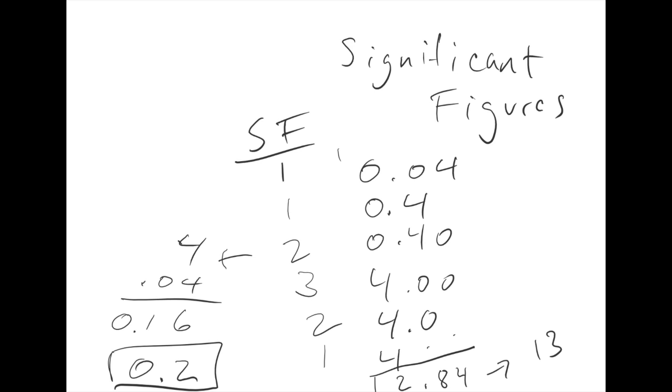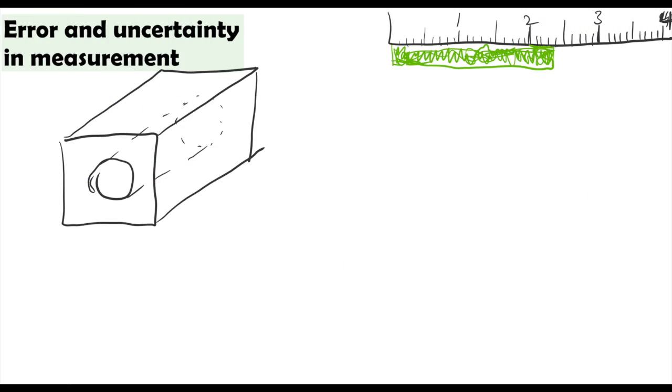All right, so that is significant figures. Multiplication and division work the same way. Addition and subtraction work the same way. All right, now we're going to talk about uncertainty in our measurements.